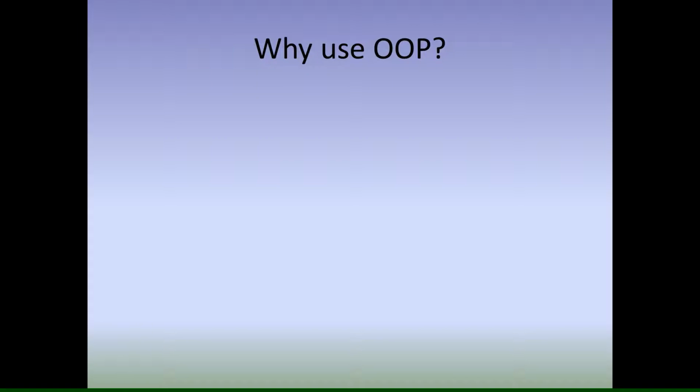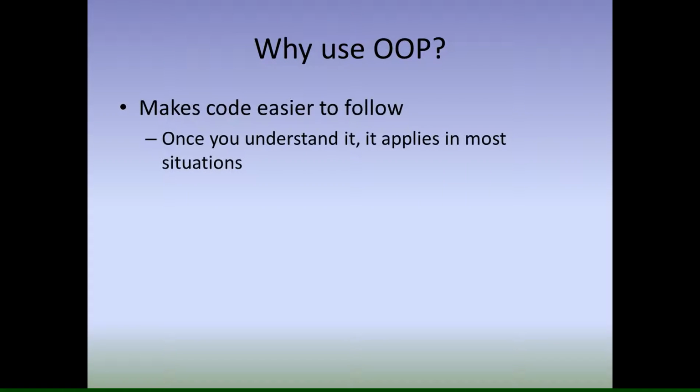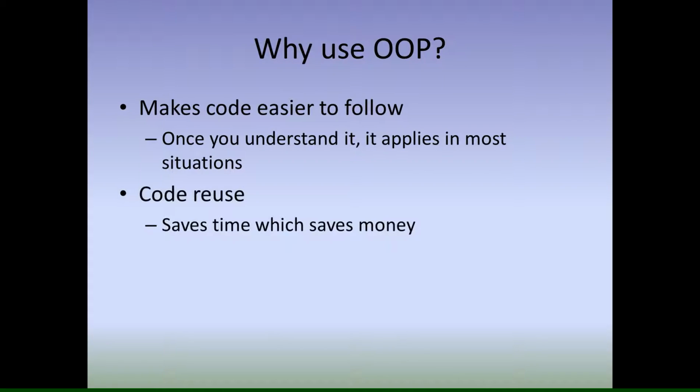So why would you use object-oriented programming? First of all, it makes the code easier to follow. This is kind of an opinion, but it's kind of a common convention, common understanding as well. Whenever you understand object-oriented programming, it also will apply in most situations. So it just kind of allows it to be a little bit easier for everyone. And a big thing as well is it has code reuse. It saves time, which saves money, which pretty much everyone wants to do, especially from a business standpoint.